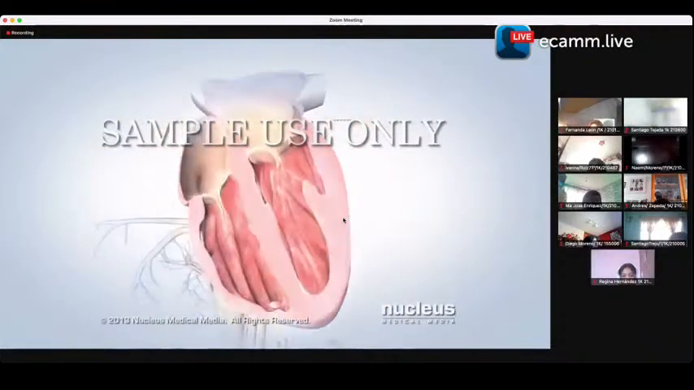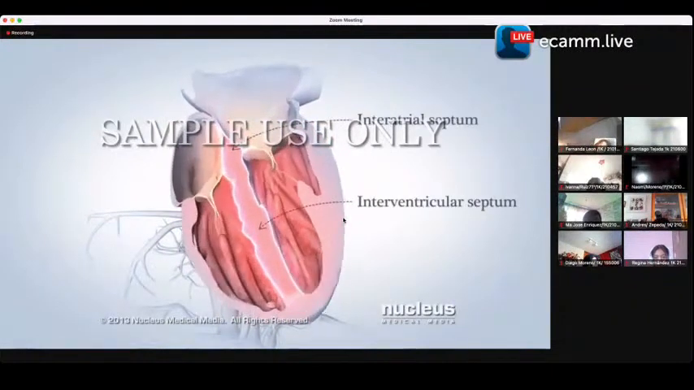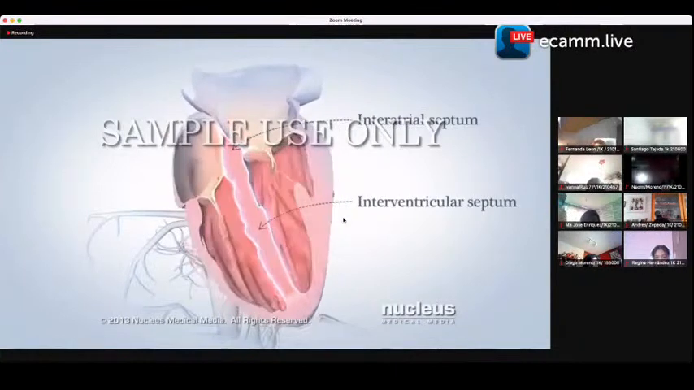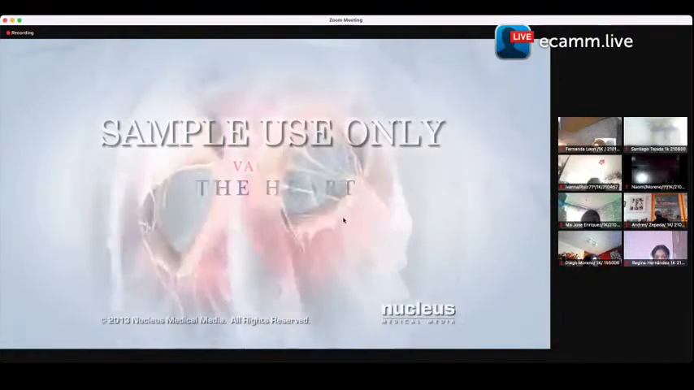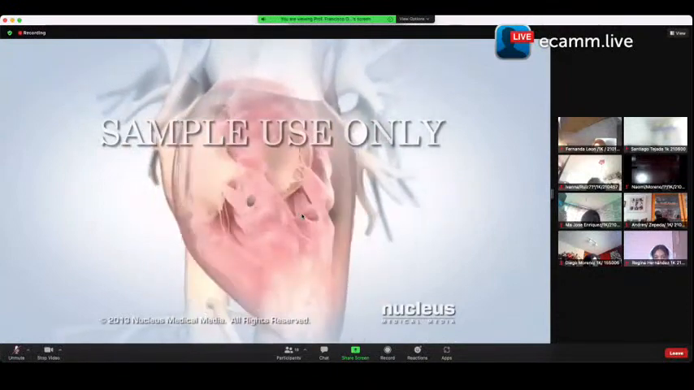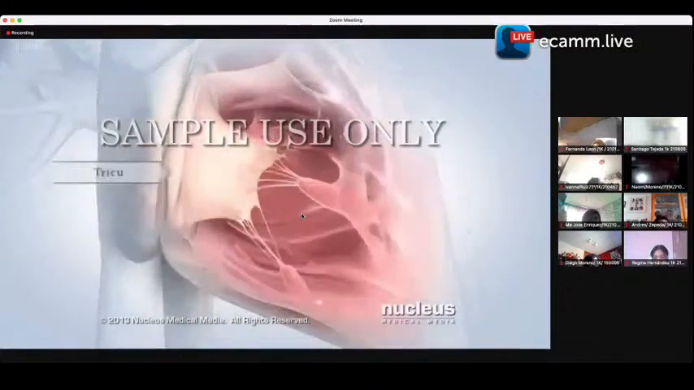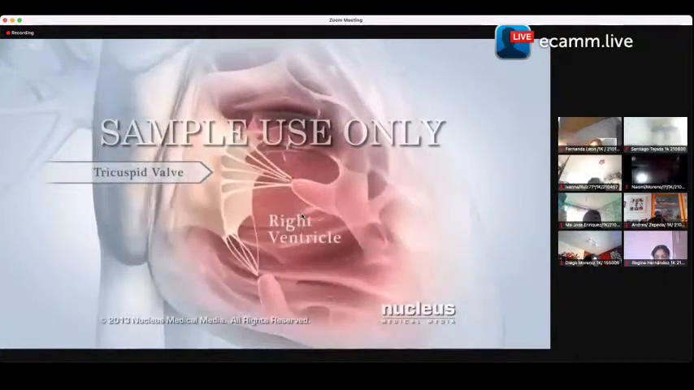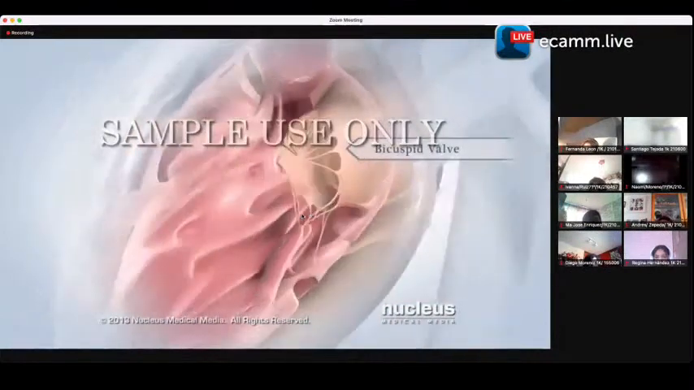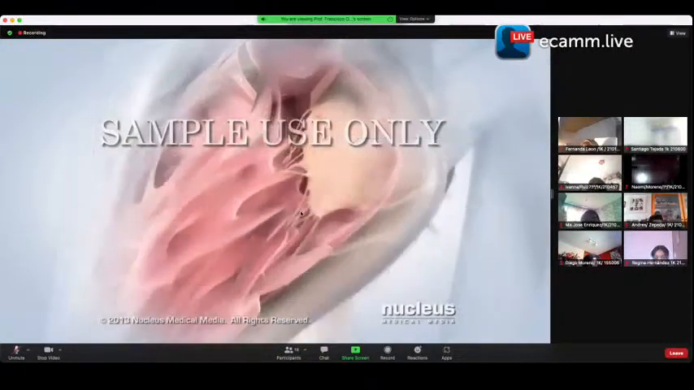Walls inside your heart, called the interatrial and interventricular septa, help keep the blood on left and right sides from mixing. Two valves sit like doors between your atria and ventricles to prevent blood from flowing backward into your atria. The tricuspid valve opens into your right ventricle, and the bicuspid valve, also known as the mitral valve, opens into your left ventricle.